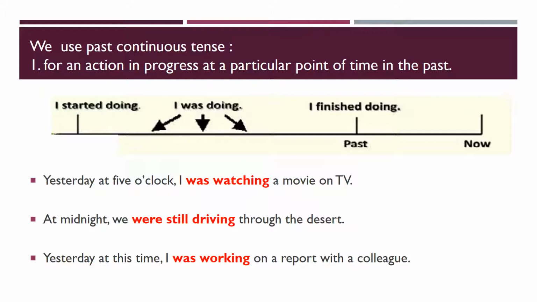We use the past continuous tense for an action in progress at a particular point of time in the past. In other words, we use it to describe a past action over a period of time. We also can say for ongoing actions. We use it when we want to emphasize the continuing process of an activity or the period of that activity.